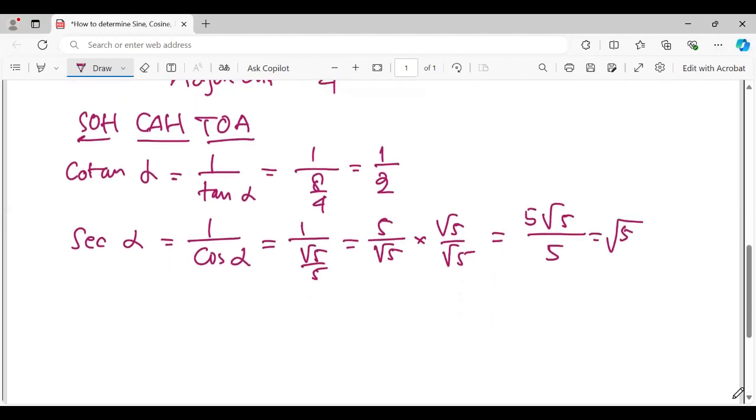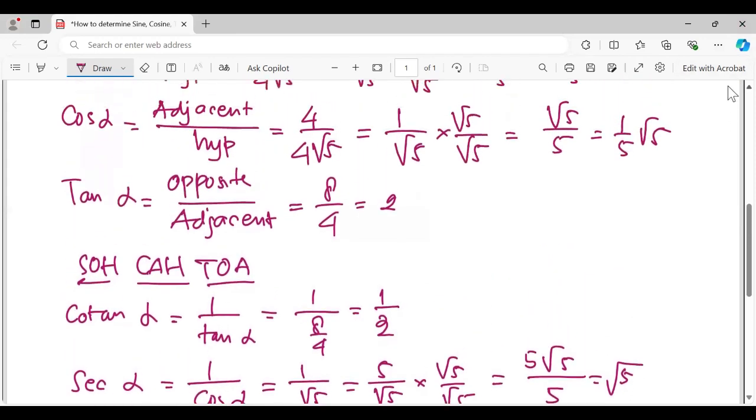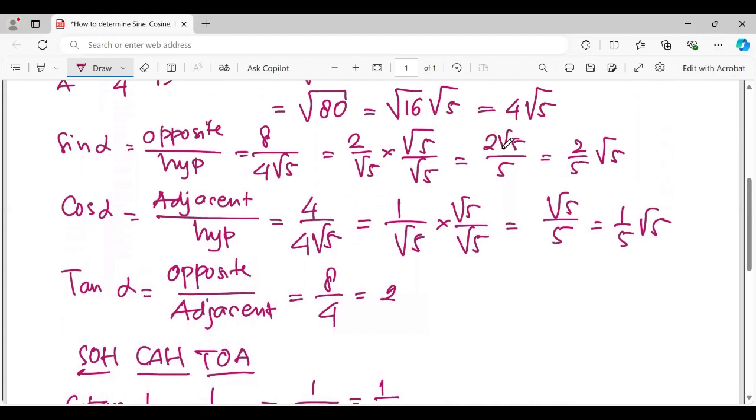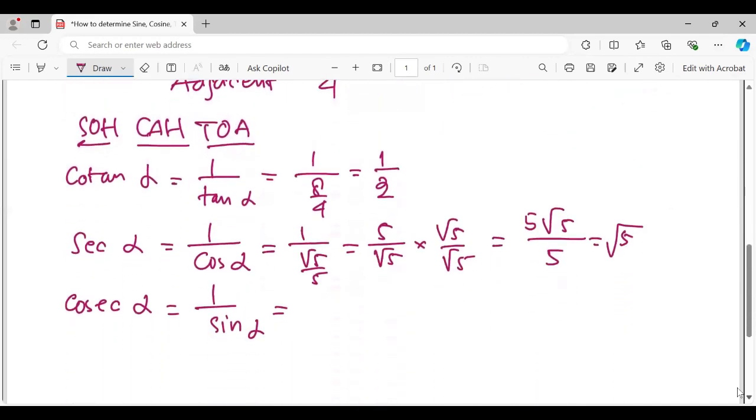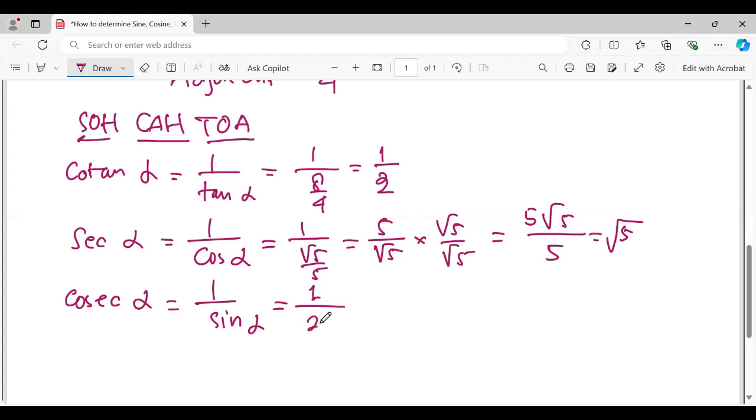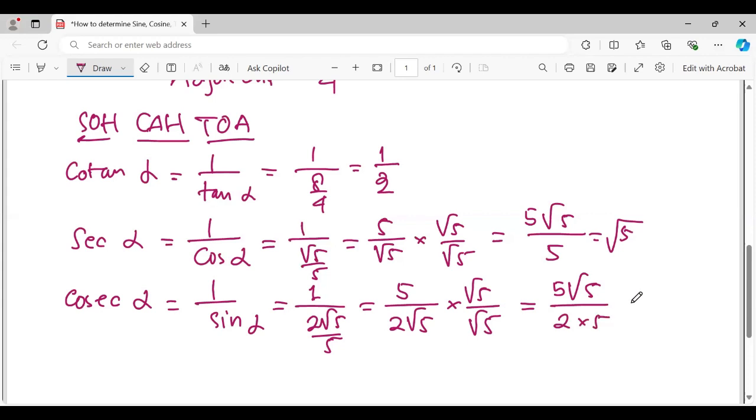Now, how about cosecant? Cosecant alpha is 1 over sine alpha. Sine alpha is this one, 2 square root 5 over 5. So 1 over 2 square root 5 over 5 is 5 over 2 square root 5. How to simplify? Multiply by square root 5 over square root 5. So it becomes 5 square root 5 over 2 multiplied by 5. Simplify, it becomes square root 5 over 2, or half square root 5.